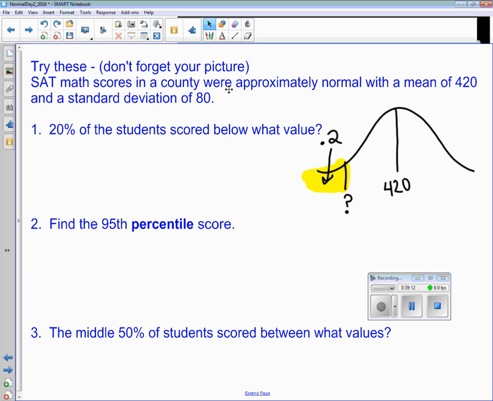20% scored below what value? I'm given the percent, so what function am I using? Inverse norm. What is the area I plug in? 0.2. I'm not going to use 0, 1 here because I don't want a z-score. I want to know the SAT score, by golly.